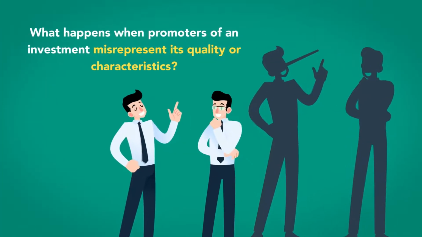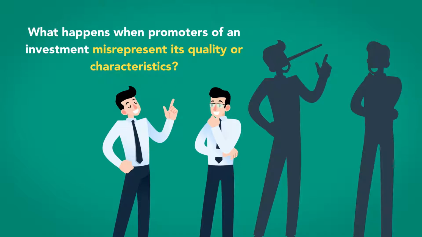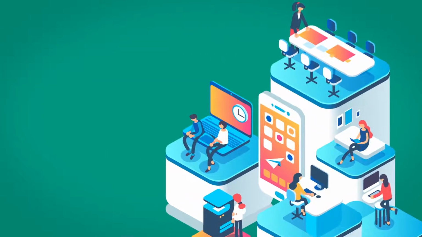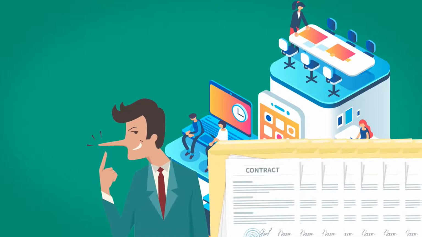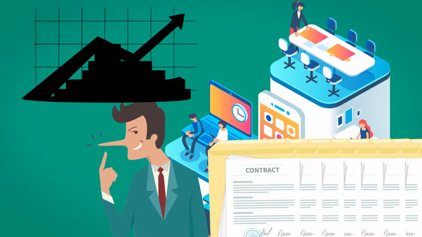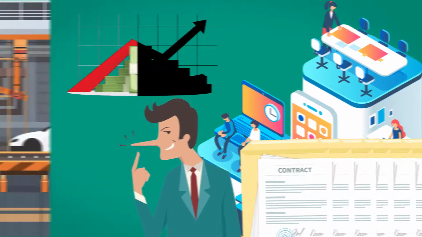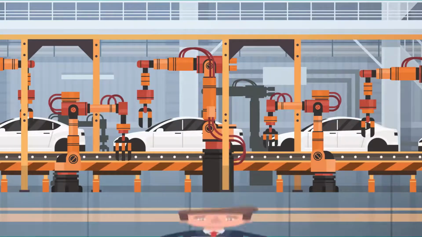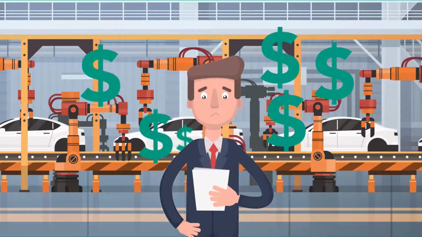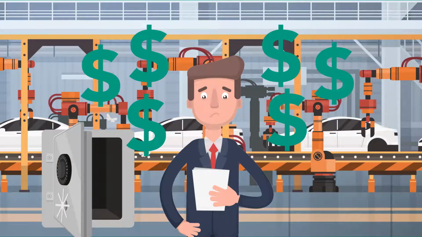What happens when promoters of an investment misrepresent its quality or characteristics? If the founders of a startup cloud computing company embellish the number of big contracts the company has in the lead up to an initial public offering, subsequent sales revenues will be lower than investors expected. If an established car company grossly understates its labor and equipment expenses, it will find itself short on cash and credit, leading to financial distress.